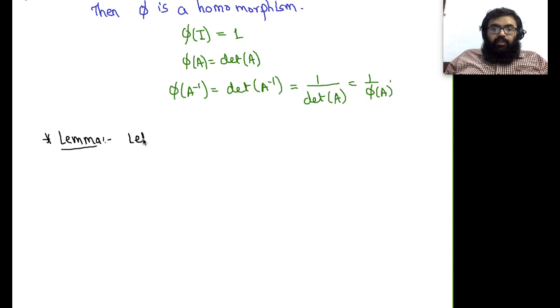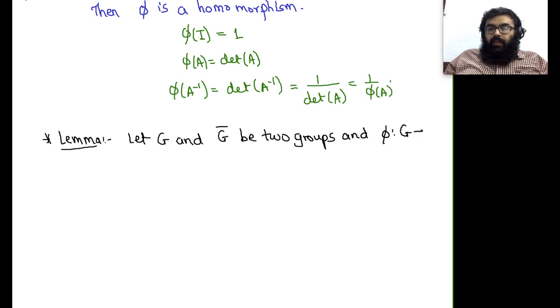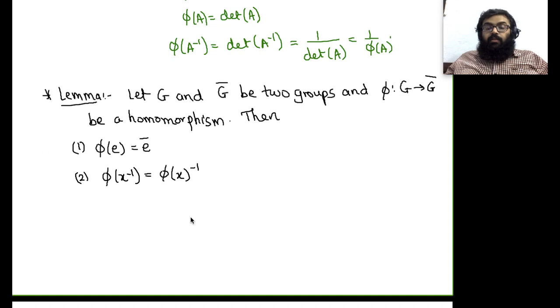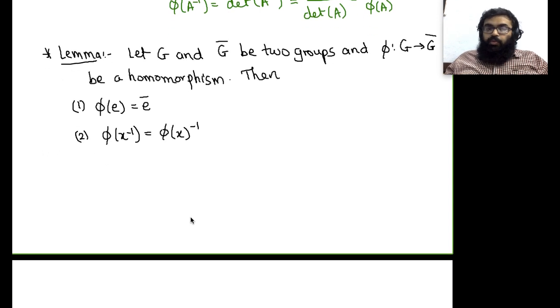Let G and G bar be two groups, and phi from G to G bar be a homomorphism. Then we have observed two things. First one is phi of E is E bar. Second, phi of X inverse is the inverse of phi of X. These are the two things that we have observed, and I asked you to prove these two things.